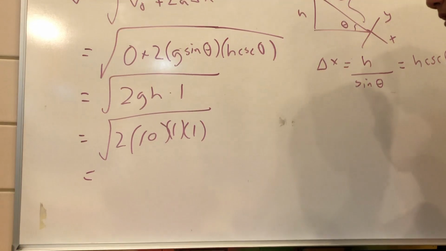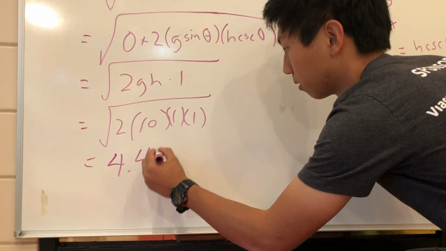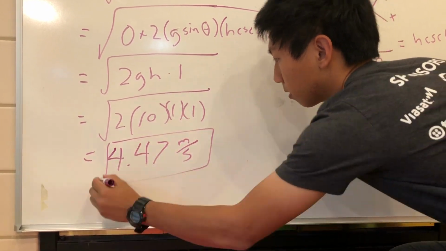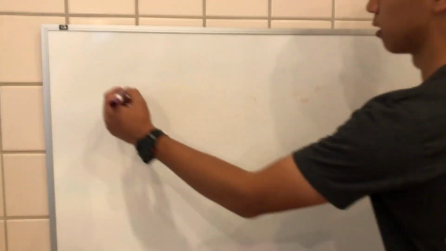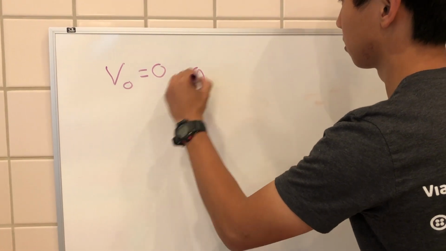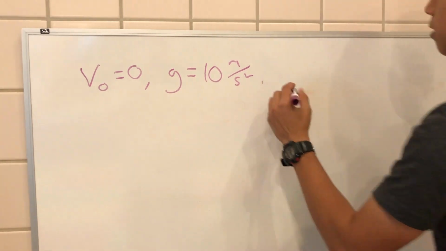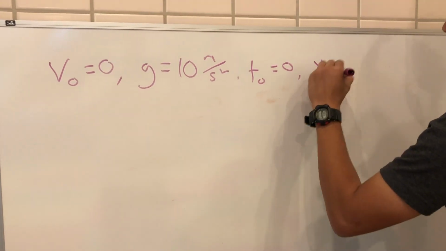Our final answer is 2 root 5, or 4.47 meters per second. Remember that egg from before? If we throw the egg directly up into the air at 5 meters per second, when do you catch the egg to prevent this tragedy?